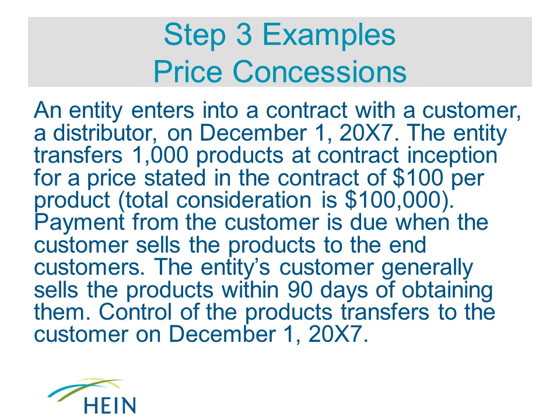Price concessions then is another example. In this case, the entity enters into a contract with the customer, which is a distributor, and transfers 1,000 products at contract inception for a price stated in the contract of $100 per product. Payment from the customer is due when the customer sells the product to the end customer. The entity's customer generally sells the products within 90 days of obtaining them. Control of the product transfers to the customer on December 1, 2000X7.